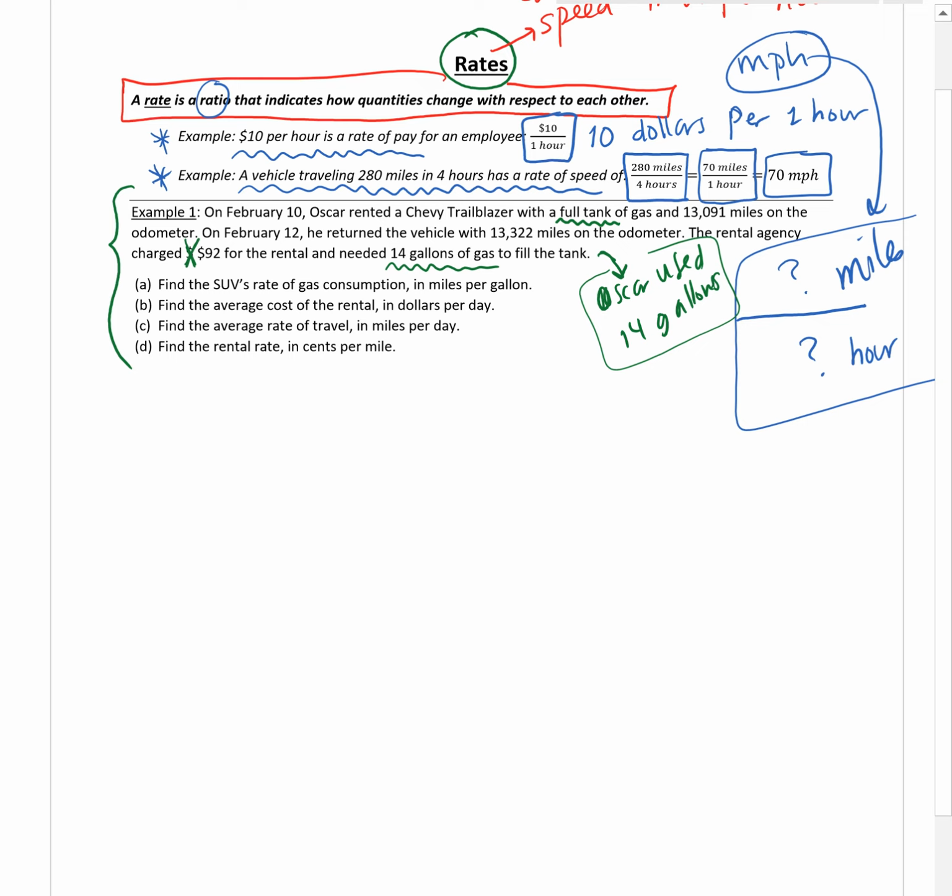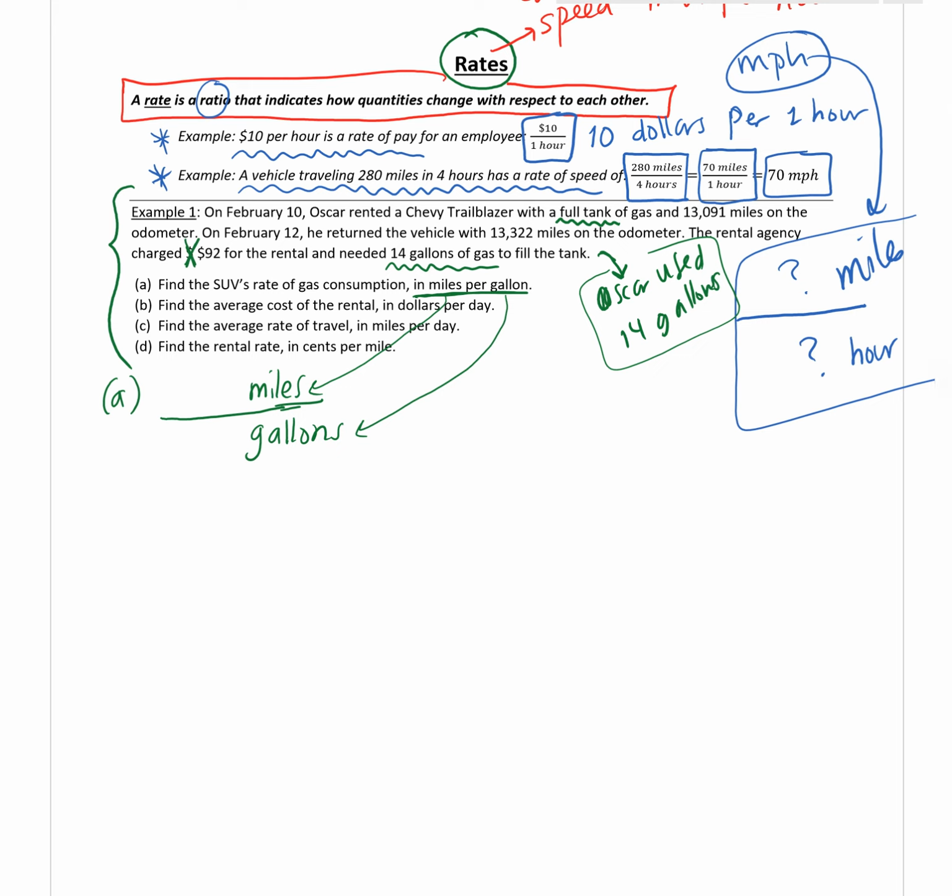All right, let's see. What do they want in part A? They want to find the SUV's rate of gas consumption, and the key words here are in miles per gallon. So that tells you, remember, in these problems, you want to set up a fraction where the numerator is the first thing they mention, so miles, and the denominator has the second thing they mention, gallons. So that's a good thing to remember. They mention miles first. Okay, so that goes in the numerator. Gallons second, so that's in the denominator. And now all I have to do is figure out what those numbers are.